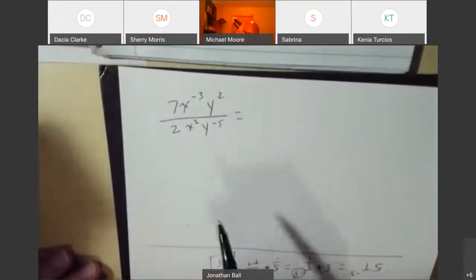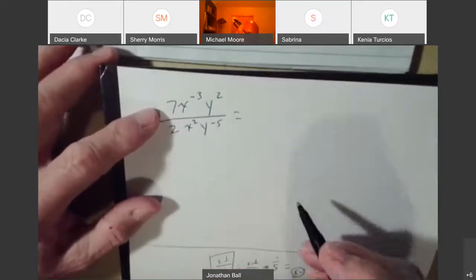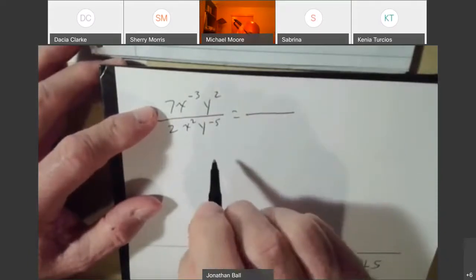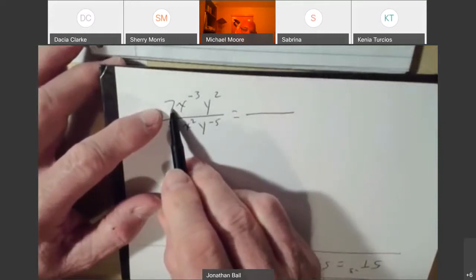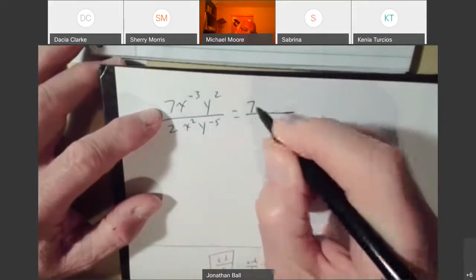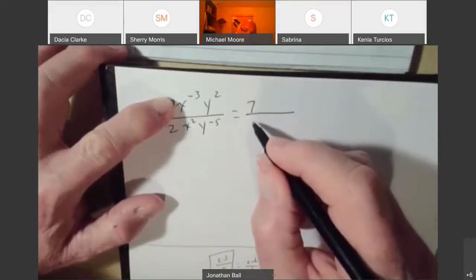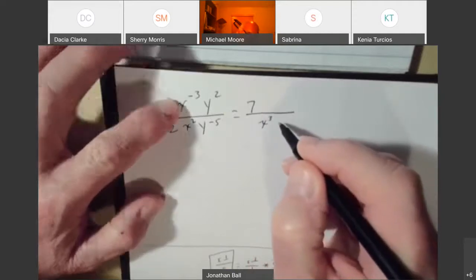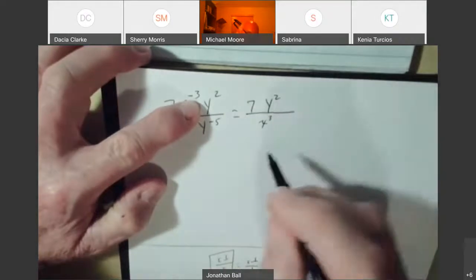Look, you've got positives and negatives all over the place here. This is why I think, anyway, it's kind of important to draw the fraction bar first. Now let's go right down the line. 7. What's the exponent there? Positive 1. So 7 stays at the top. X to the minus third goes to the bottom and becomes positive. Y squared is already positive, so it stays where it is.